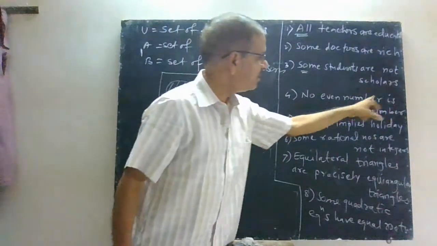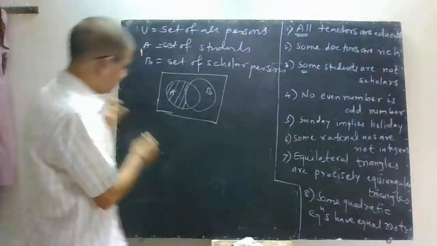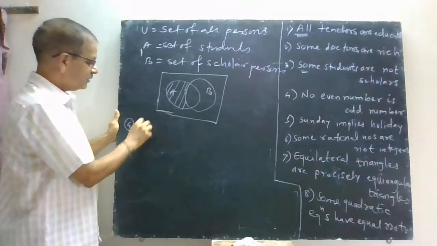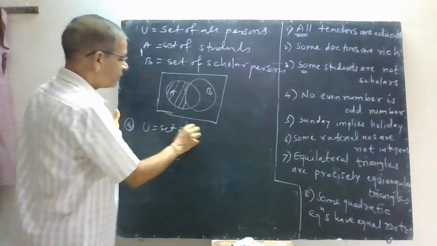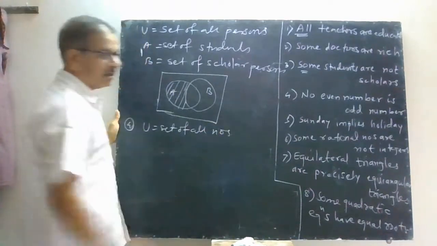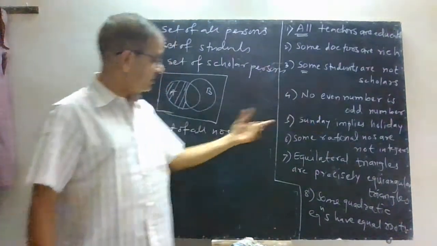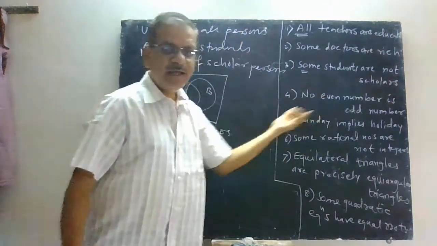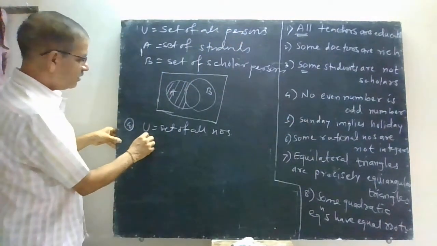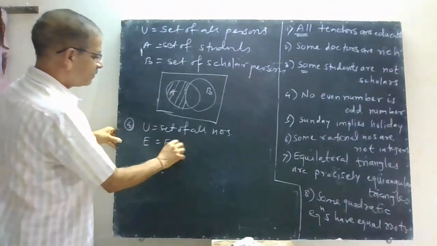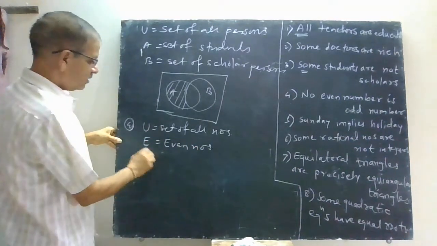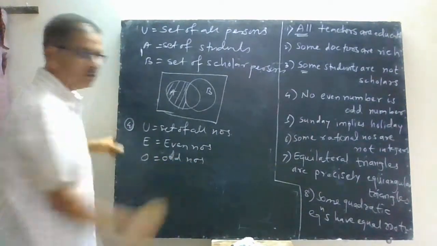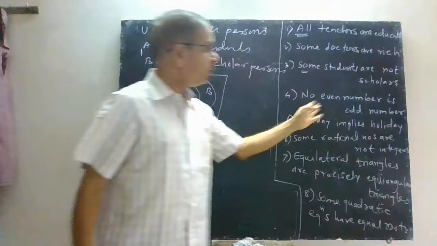Now see this last one, that is the fourth one. No even number is odd number. Now they are all numbers, so you can have U as the set of all numbers. Now see, according to the set we have changed U. Here they were people, now they are numbers. Then suppose even numbers are denoted by E, and O by odd numbers.